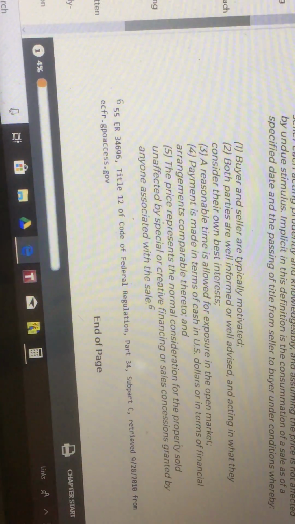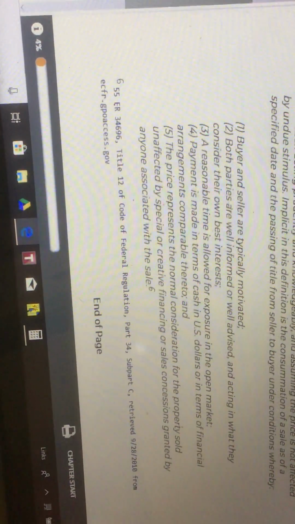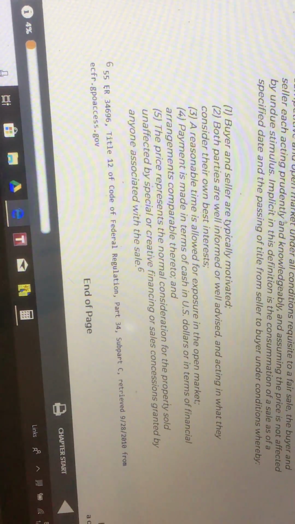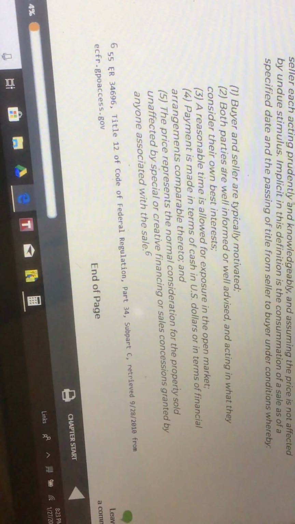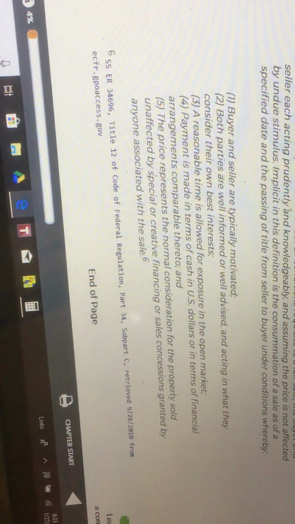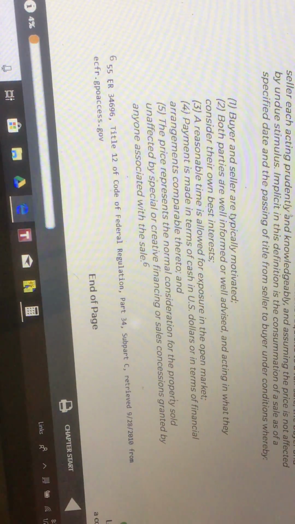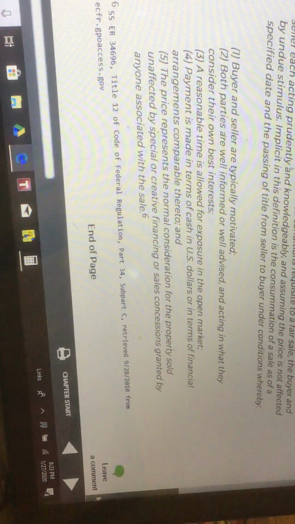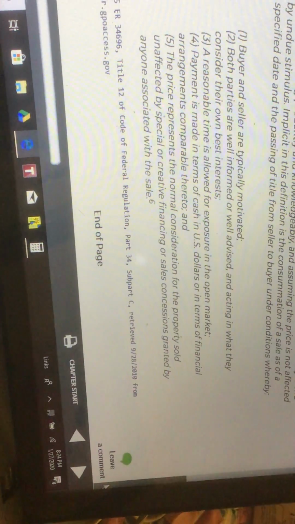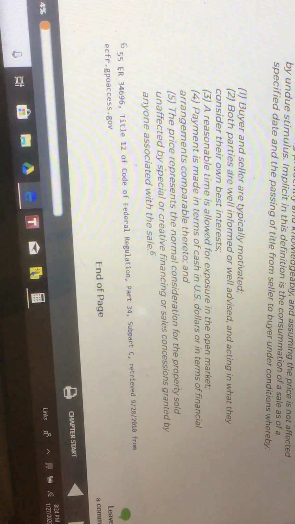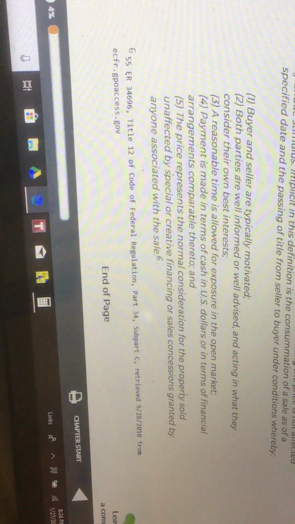And 5. The price represents the normal consideration for the property sold unaffected by special or creative financing or sales concessions granted by anyone associated with the sale. 6. 55 FR 34696, Title 12 of the Code of Federal Regulations, Part 34, Subpart C, retrieved 9/28/2010 from ECFR GPO Access gov. End of page.